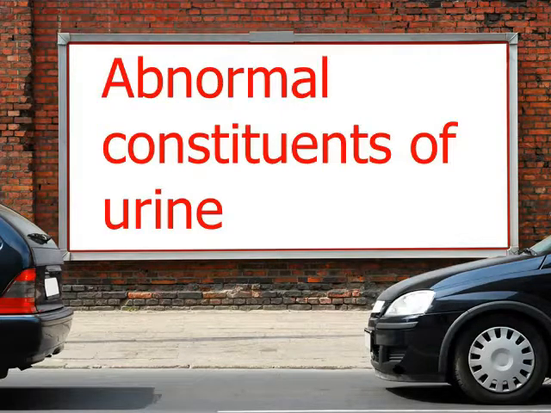Albumin. Sometimes urine contains albumin because of high blood pressure or due to bacterial infections. Bile pigments. The presence of bile pigments in urine indicates anemia, jaundice or liver cirrhosis.